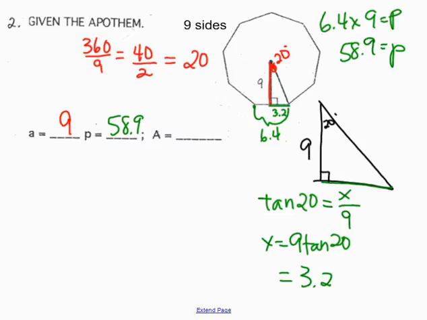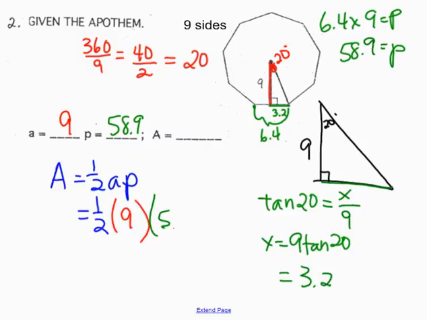Then we're going to do the area again. 58.9. Altogether, that's going to be 265.1.